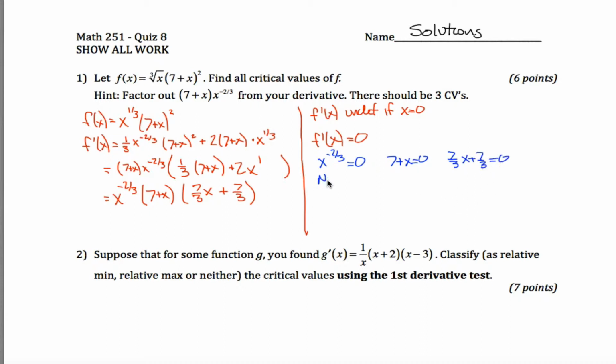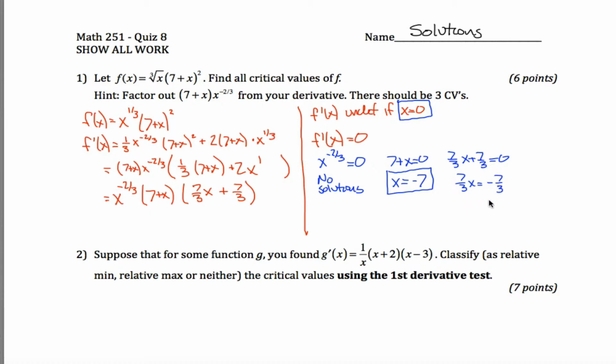Well, there's no solutions here, because this is 1 over x to the 2/3 power, and there's nothing you can divide 1 by to make it equal 0. Not even 0, because 1 divided by 0 would be undefined, not 0, so that's a critical value that we took care of up here. 7 plus x equals 0, we'll just subtract 7 from both sides, and you get x equals negative 7. So that's a critical value. I already figured out that x equals 0 is a critical value. And then over here, if you subtract 7/3 from both sides of the equation, you get something like this.